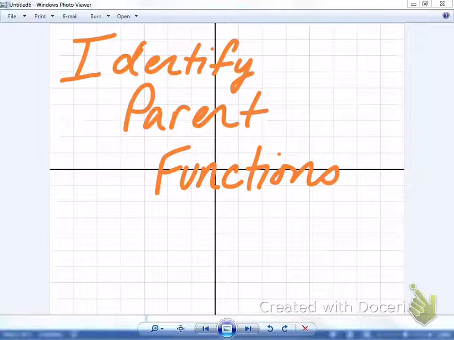So we're going to be identifying parent functions during this section of class, just to make sure you can identify the direction, the shape, the type of lines that are graphed whenever we look at piecewise functions, so we know what we can pick in the calculator.